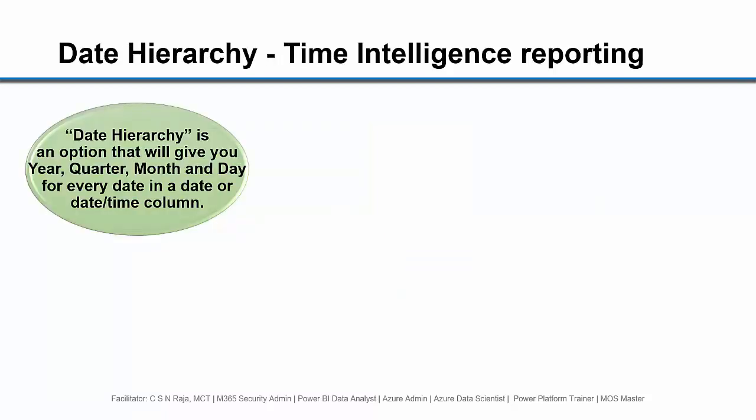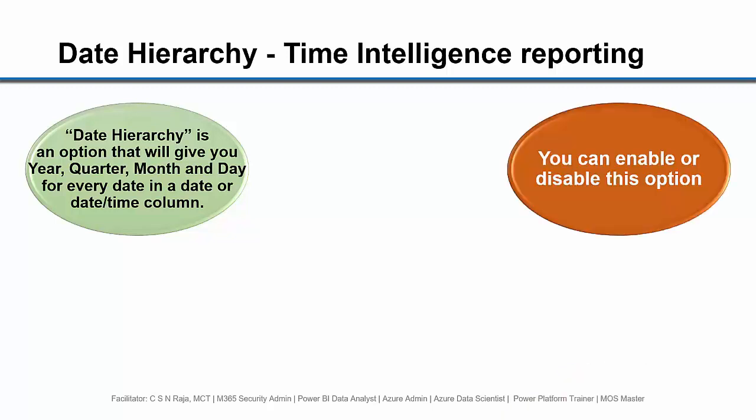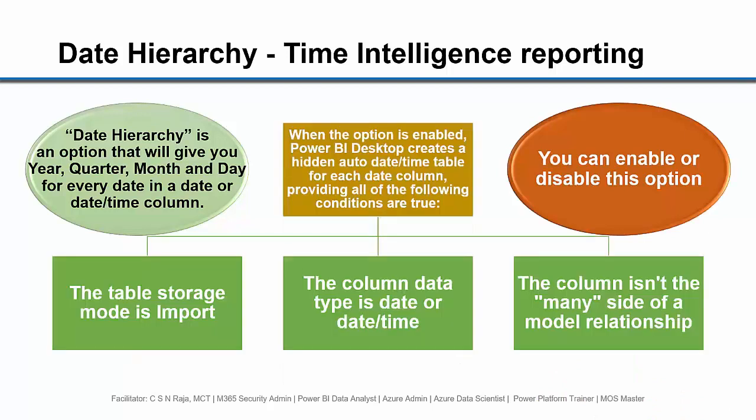Date hierarchy is an option that will give you year, quarter, month, and day for every date in a date or date time column in your table. You can enable or disable this option. When the option is enabled, Power BI Desktop creates a hidden auto date time table for each date column, provided all of the following conditions are true. The table storage mode is import. The column data type is date or date time. The column is not the many side of a model relationship.